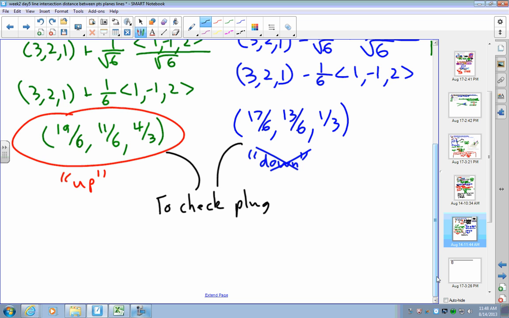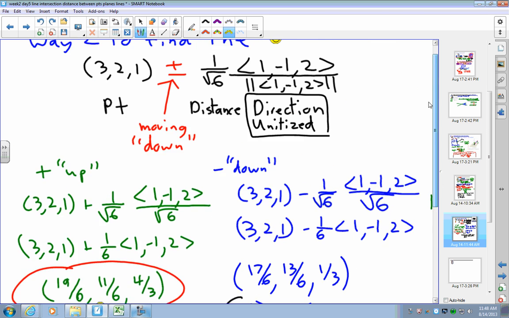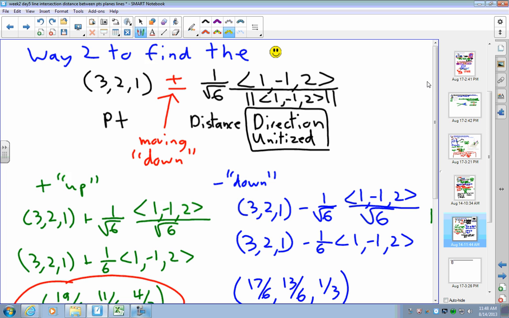plug in both versions into the equation of the plane. Whatever one works is the actual point. So plugging in that red version there works, so that would be the point. Okay? I really like this concept.